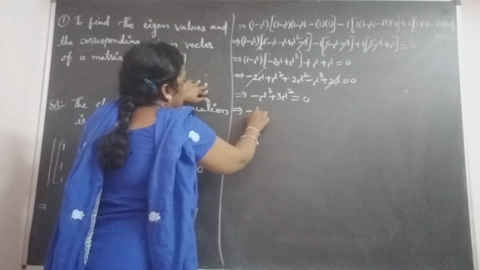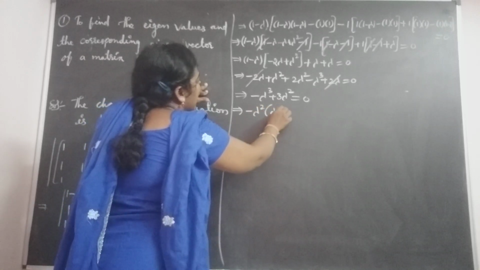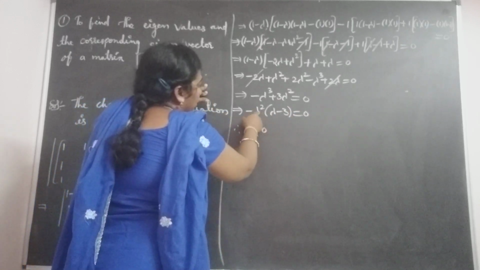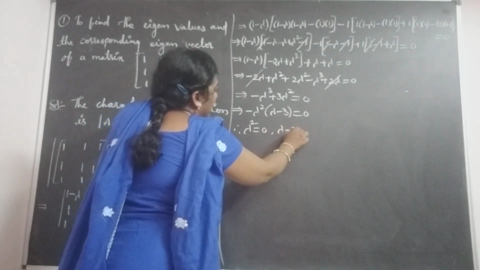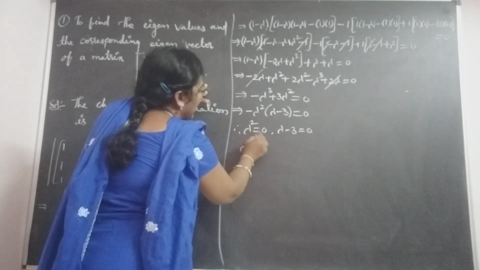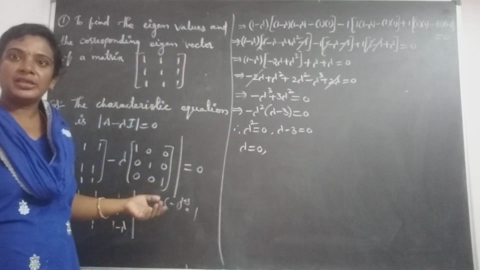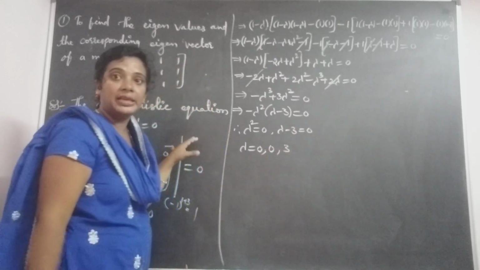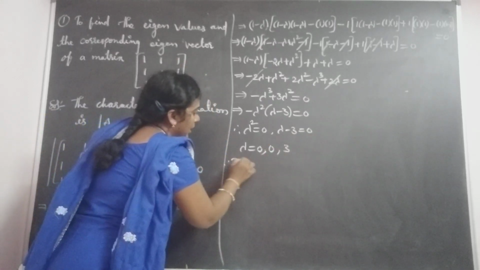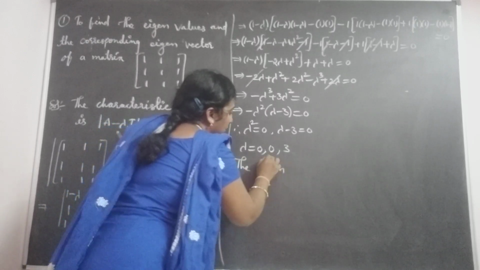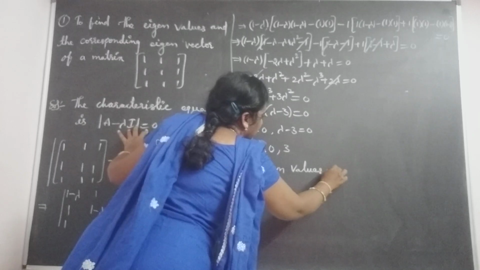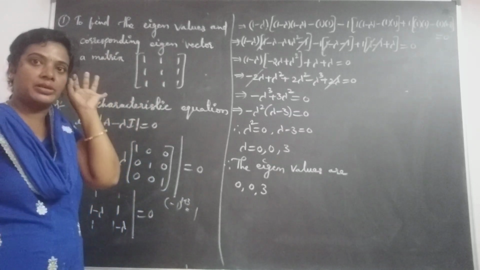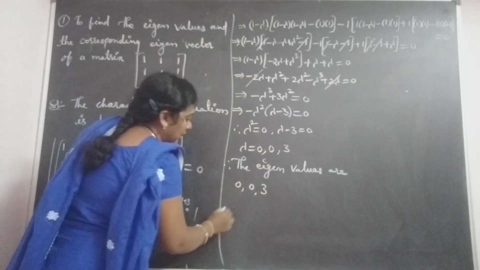Taking minus lambda square common, the remaining is lambda minus 3 equal to 0. Therefore lambda square equal to 0 and lambda minus 3 equal to 0. Lambda square equal to 0 means lambda is 0, 0, and moving the minus 3 to the right side gives plus 3. Therefore the eigenvalues are 0, 0, 3. These are the eigenvalues. Now to find the eigenvectors.